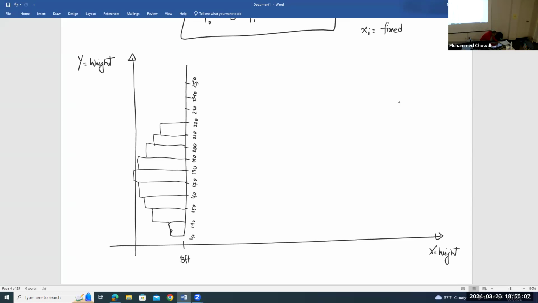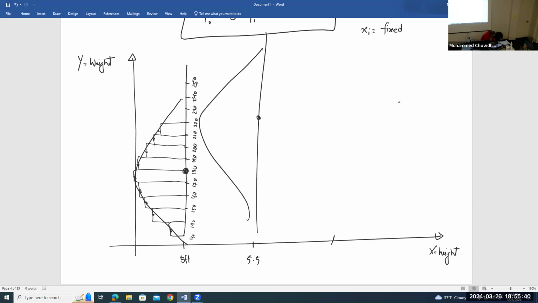Now, if you join the top middle point of each bar, this is the weight distribution. Are you getting a normal curve? That has a mean here. Now, if you take another height, 5.5, you will get the same kind of curve, another normal distribution with its mean here. If you take another height, 6 feet, you will get another normal distribution there.